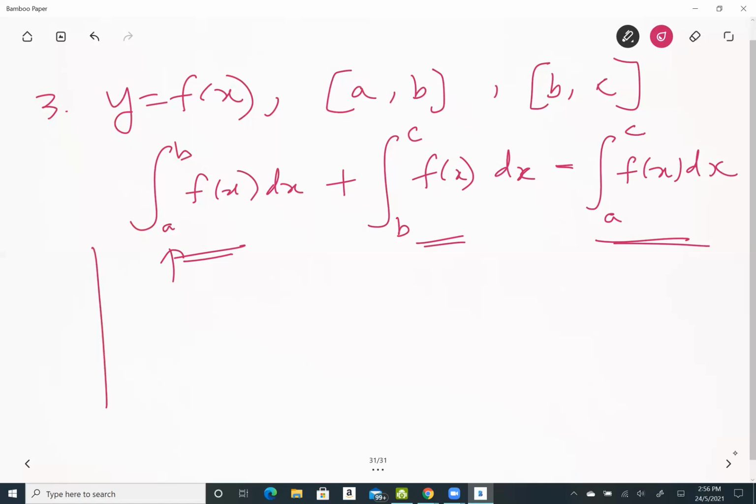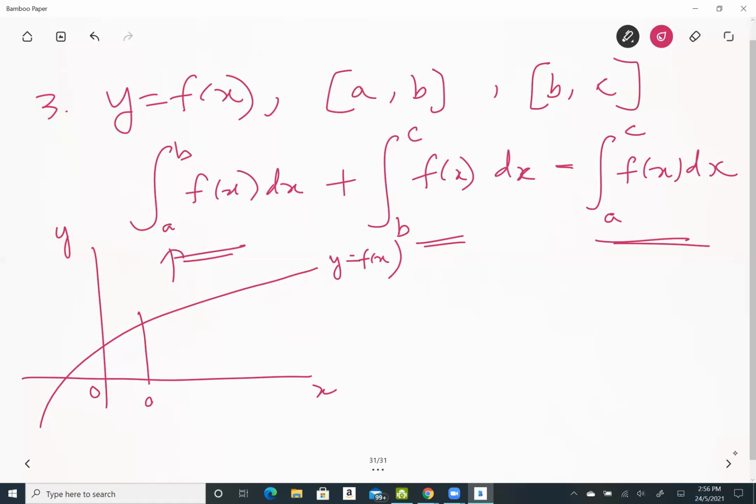But if you look at the graph of this kind of thing, it should be like this, because we're talking about A, B, B, C. Okay, so y equal to f of x. So I have A here, B here, C like that. Okay, you cannot have a gap. The interval must be the same B in the middle or in between. You cannot have a gap. If there is a gap, it cannot be.